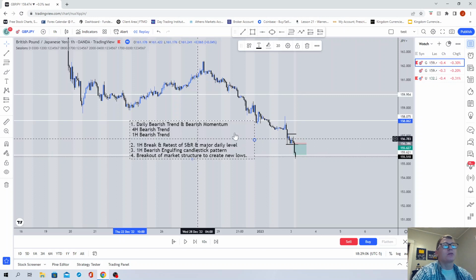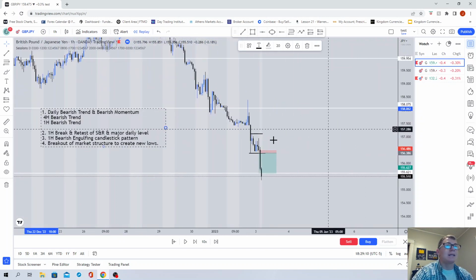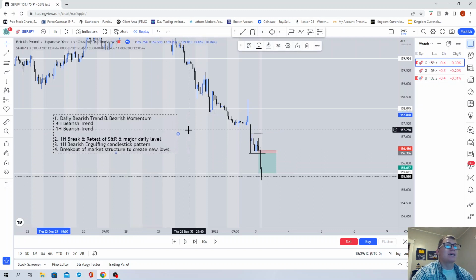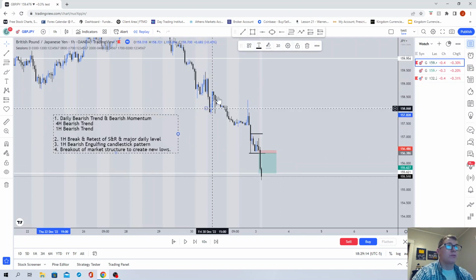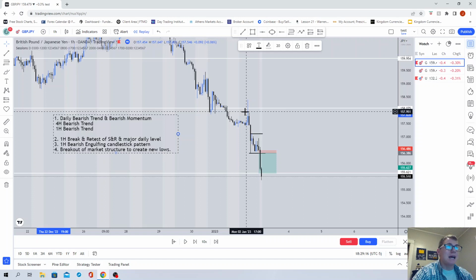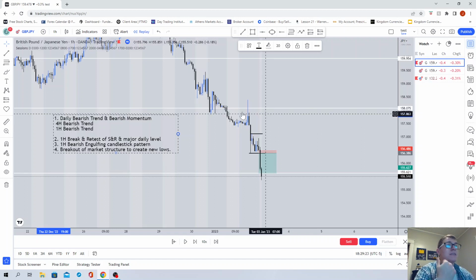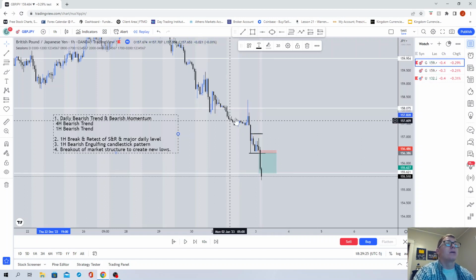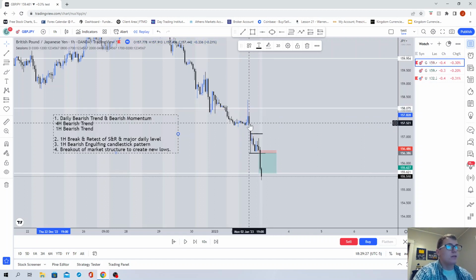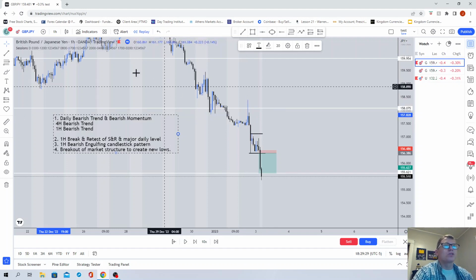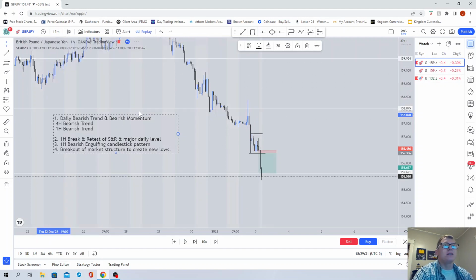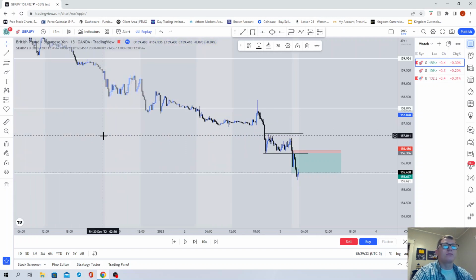The hourly had a bearish trend, and then also on this hourly time frame, we had the hourly break and retest of support and resistance, which happened right here. We had a break, the retest happened, and it's also retesting a daily level of support and resistance. And then also at that level, we had an hourly bearish engulfing candlestick pattern. That's 3 confluences.